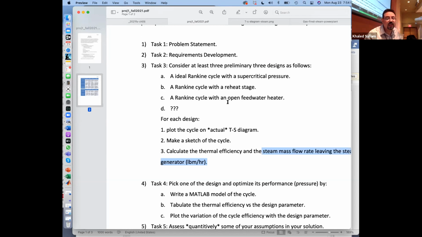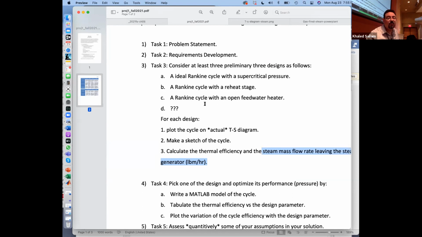So for each one of those three designs, this is called preliminary design. In the design process, you need to be able to come up with a rough calculation first. And comparing those three, they always say in our department, you have to have at least three. For us, three is good enough in this course, but in capstone, you should have at least three designs. So you do those three pieces: one example of supercritical, one example of reheat, one example of feed water heater, regenerative cycle, right?